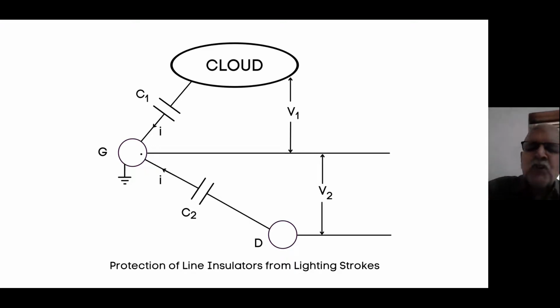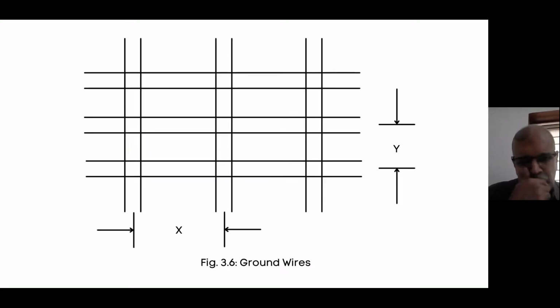But otherwise also, when switching surges are there, they are also protected in a similar way. But as I told you, the ground wire that is at the top has to be connected to ground. You may not connect at every pole, but after every 10 poles or 5 poles, you will have to connect that wire to ground. To connect the top wire to ground, there are two methods. One is ground rods. It is shown.